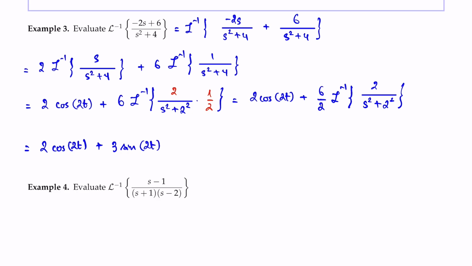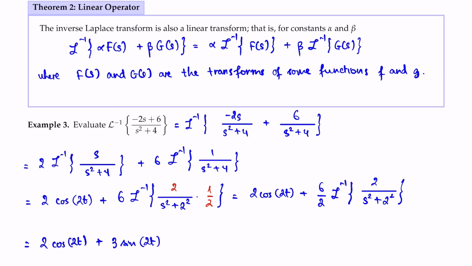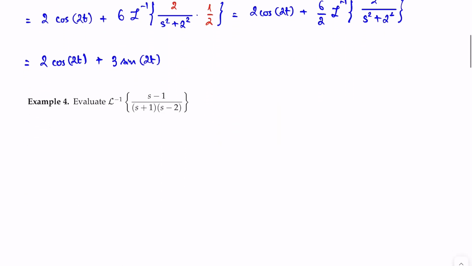Okay. So this example is just to illustrate the idea of the linear operator on the inverse Laplace transform. Now I'm going to give you another example, example 4, on finding the inverse Laplace transform of this function, s minus 1 over s plus 1 times s minus 2. You're going to encounter a lot of this in our calculations later when we apply the Laplace transform in solving initial value problems. So this is just foreshadowing. I want to find the inverse Laplace transform of this particular fraction.